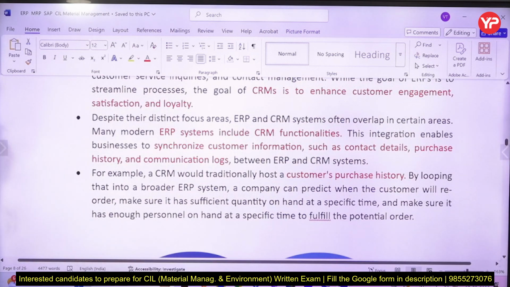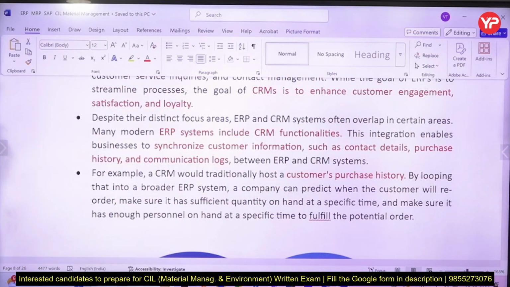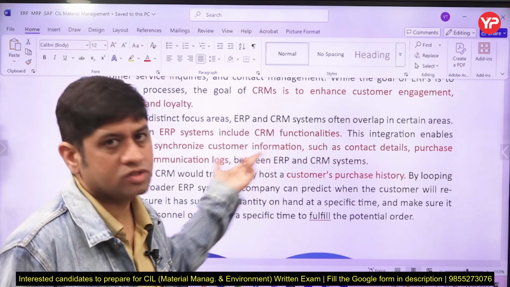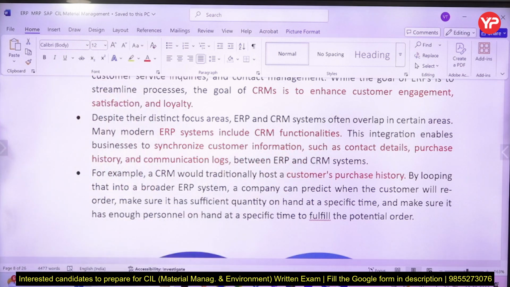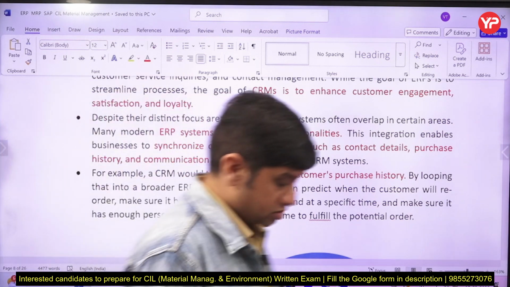So modern day ERP software has CRM inbuilt in it. Customer information flows in a more synchronized way, like contact details, purchase history, communication logs. So this all flows in a very efficient way. Customer का purchase history होता है इसके अंदर. So you can always analyze how the customer is going to purchase.